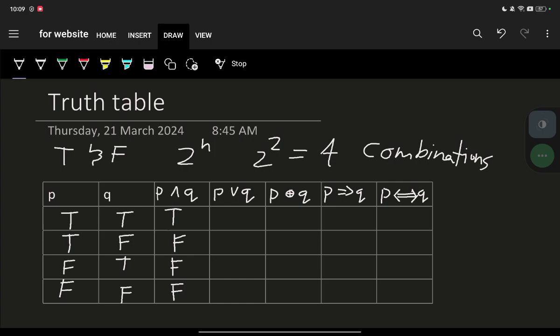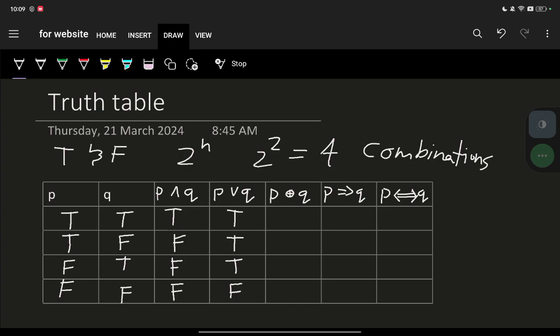Now, P or Q, disjunction. This is only true if at least one is true. So the first row is true because both are true. The second row is true because at least one is true. The third row is true because at least one is true. But the fourth row is false because neither is true. Remember, for disjunction, it is true if at least one of the propositions is true.